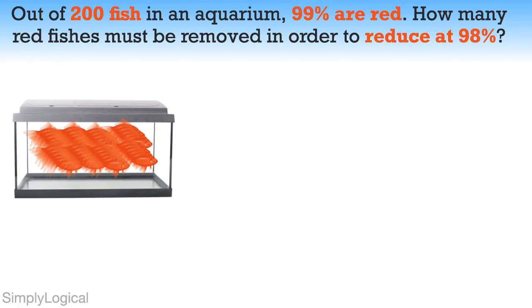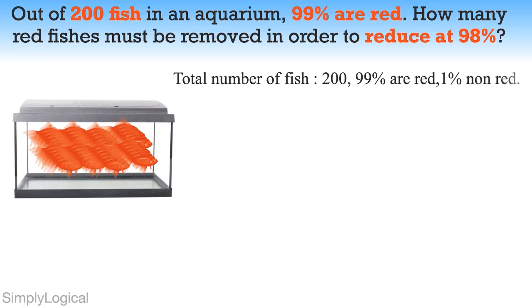Let me explain the solution now. Initially, we know that the total number of fish is 200, and 99% are red, 1% non-red. Since only red fish must be removed, indirectly the question says that the number of non-red fish must remain constant.